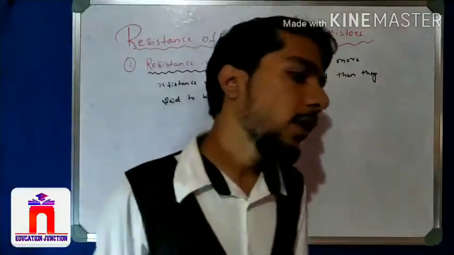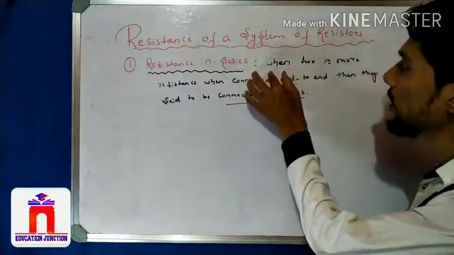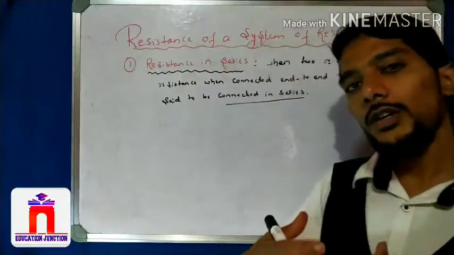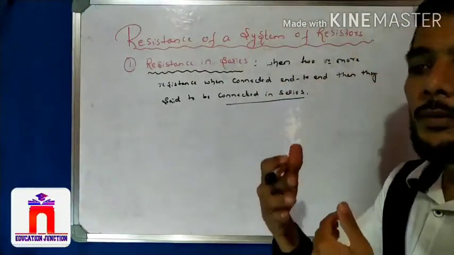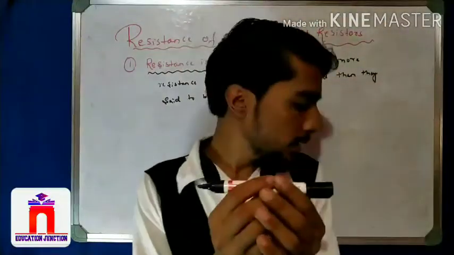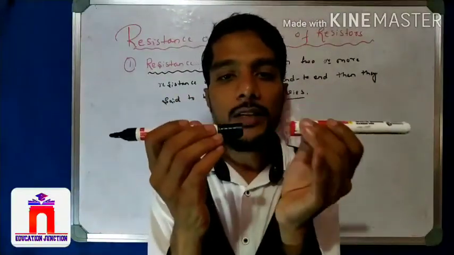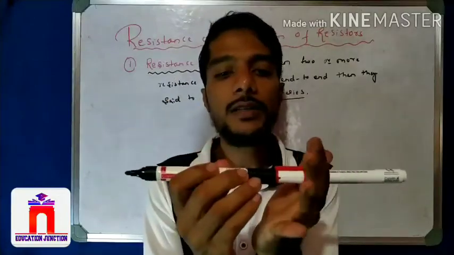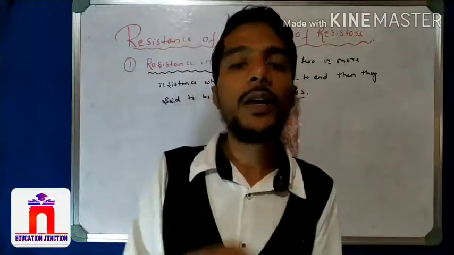What is meant by resistance in series? See here, when two or more resistances are connected to each other, right? Resistor 1 is connected to resistor 2, resistor 3, they are connected to each other end to end. End to end means side by side. For example, this is one resistance, then I can connect the other resistance side by side. This is one resistance and connected to another resistance, and that is connected to another resistance. So that is how we connect the resistances end to end.